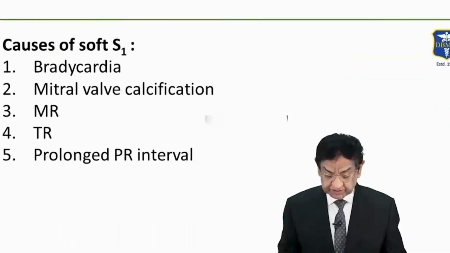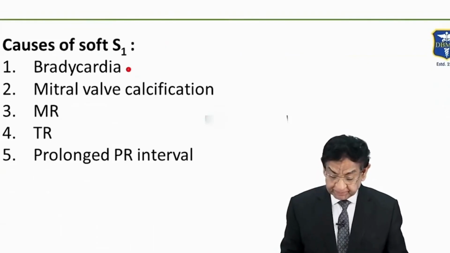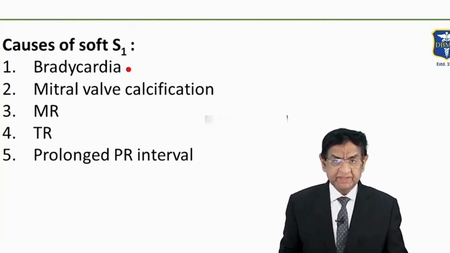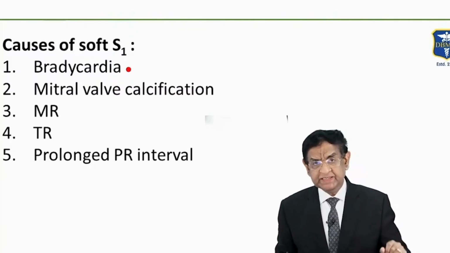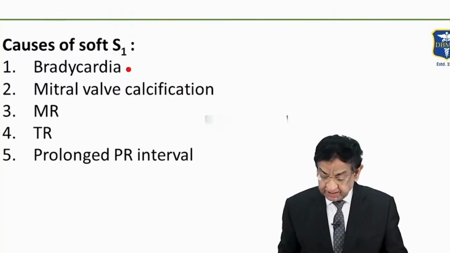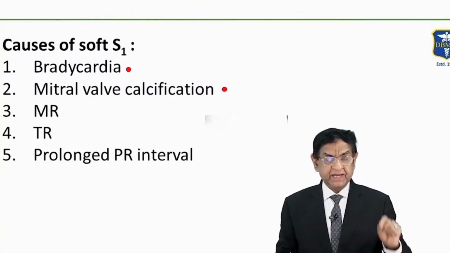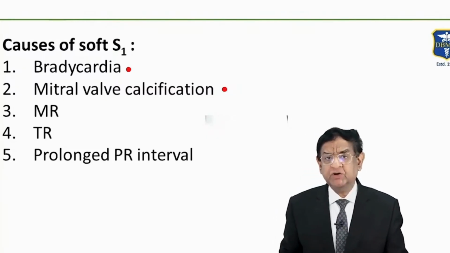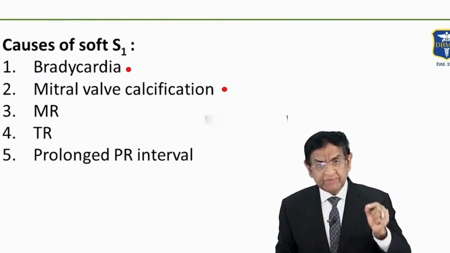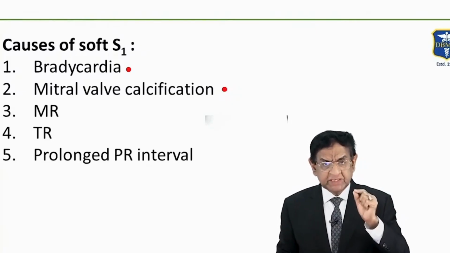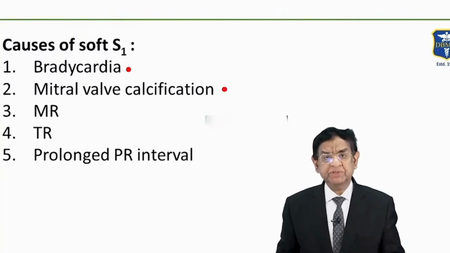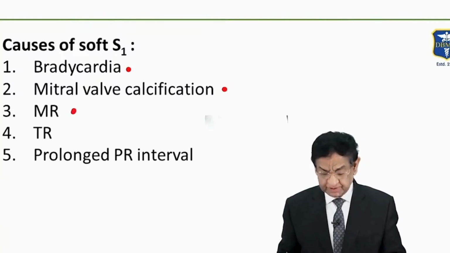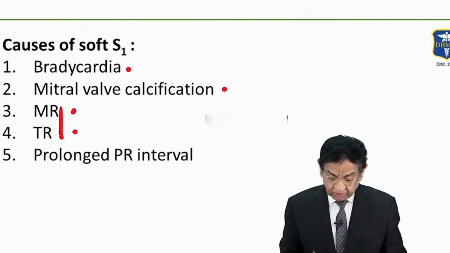Then soft S1: bradycardia. Point to be noted, when tachycardia was there, it was loud, and with bradycardia, when the heart rate is slow, the intensity of sound is reduced. Mitral valve calcification, again a very important point to remember. Mitral stenosis as such is a cause of loud S1, but even in mitral stenosis, if calcification occurs, then it becomes soft. Mitral regurgitation will again lead to soft S1. Due to the same, TR also leads to soft S1.